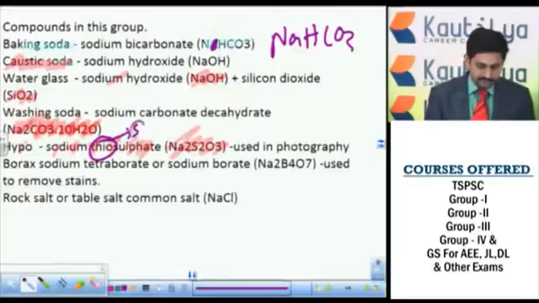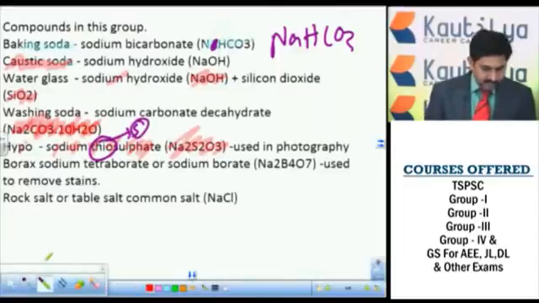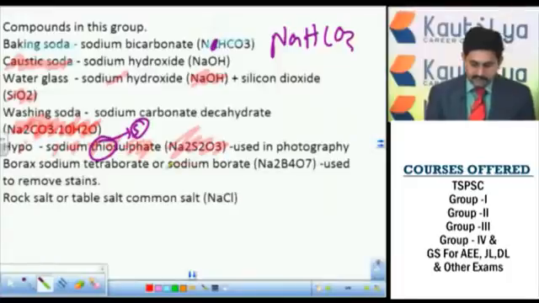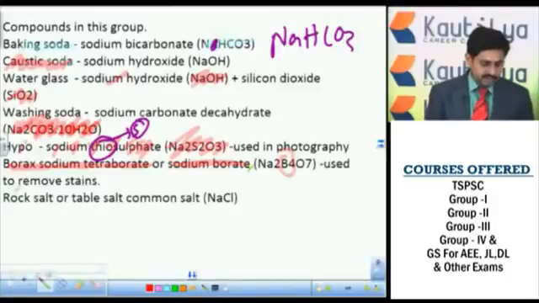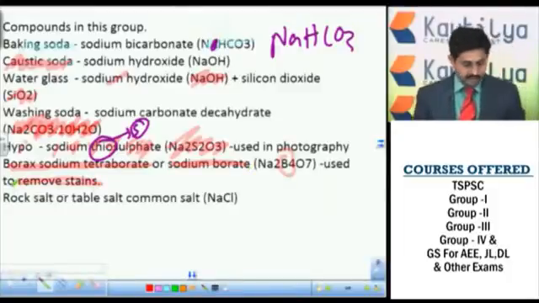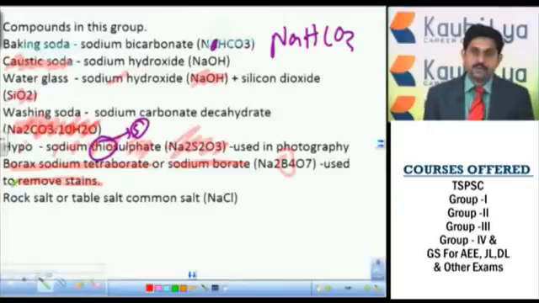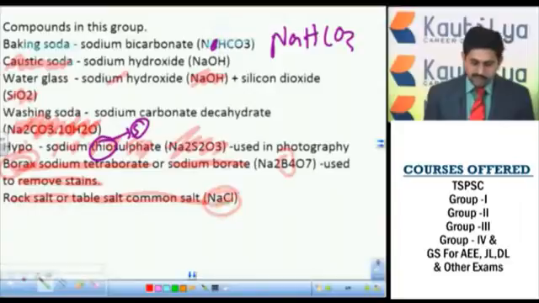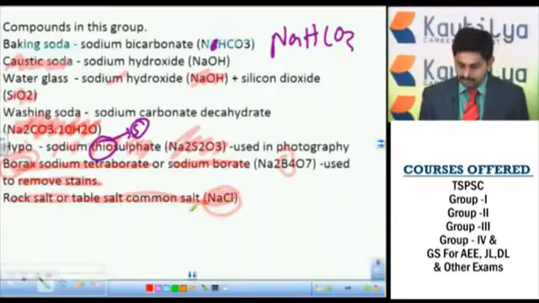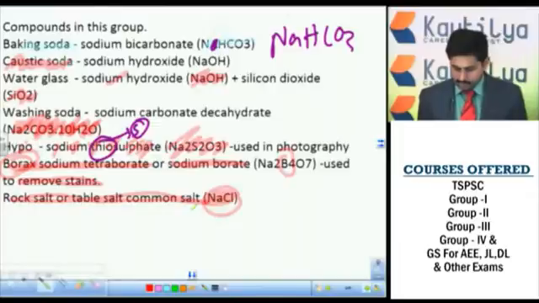Next, borax, sodium borate or sodium tetraborate. Tetra means four, so it has four boron atoms. This is one kind of salt, and it is useful to remove stains. We can also discuss borax in the case of the boron family, as it concerns the 13th group element. Then rock salt, common salt or table salt is NaCl. Common salt, which we use in our daily life, is NaCl. It is also a compound under group 1.